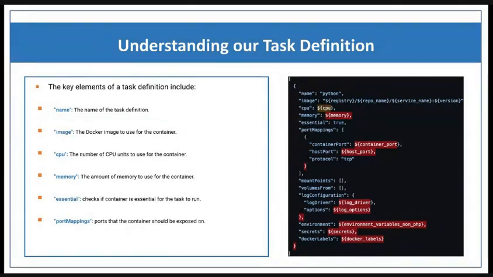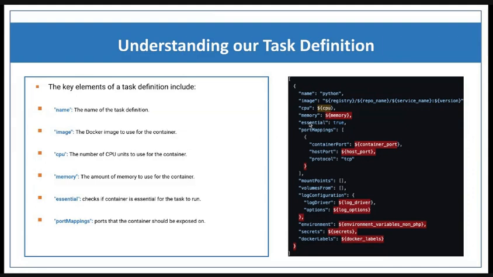For example, things like name. Name is a required parameter. It asks, what is the name of this container? Over here, it's just called Python. Then there's an image: what image should be used for that container? CPU and memory: how much CPU are you expecting for this container? Memory, also how much memory do you want?